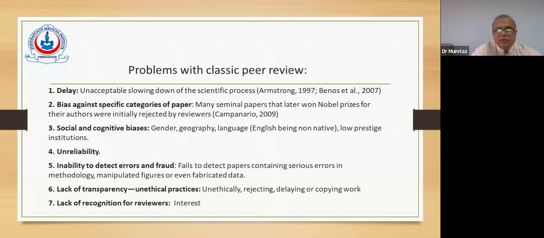There are of course some problems with this kind of peer review. This is classic peer review.